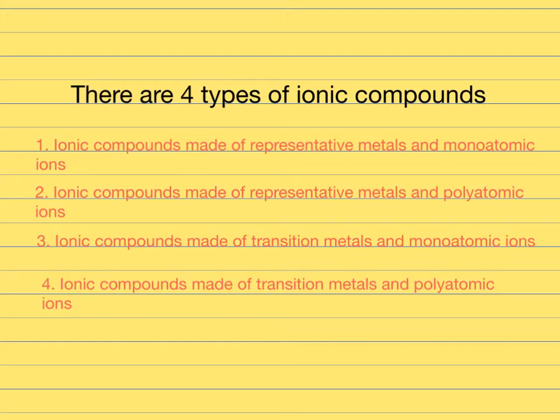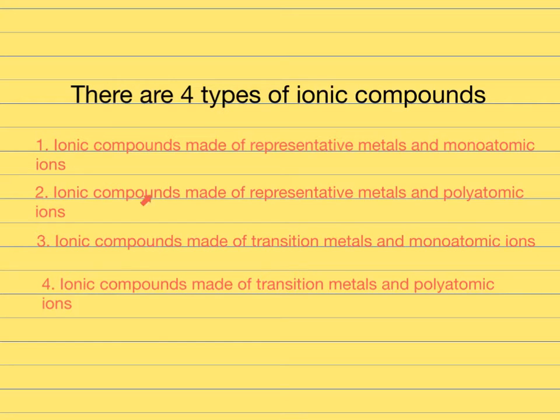Now, we have another type, which is the ionic compound that is made of a representative metal and a polyatomic ion. That type of ionic compound is also known as tertiary salt. Remember that when you have a metal combined with a non-metal, the metal is going to lose the electron while the non-metal is going to be accepting that electron. That type of bonding is called ionic bonding, and the compounds that are formed are called ionic compounds or salts. That's what we're talking about here, binary and tertiary salts.